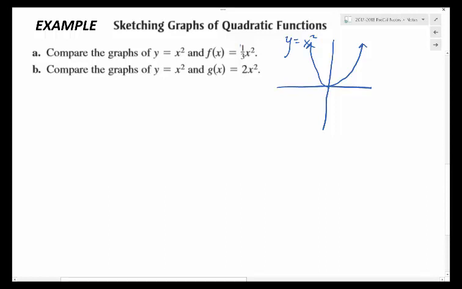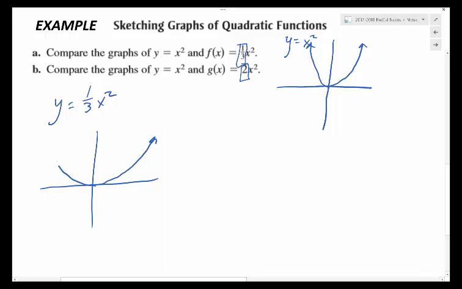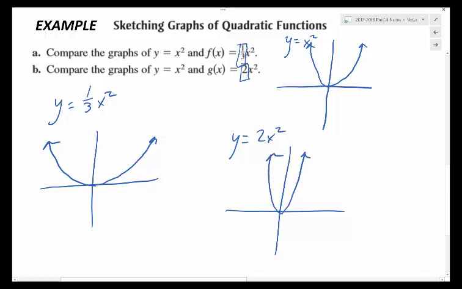The number that is in front of the x squared is either going to compress or enlarge, or widen, the quadratic function. So having y equals 1/3 x squared, it would be 3 times wider. With y having 2x squared, it would be twice as narrow.